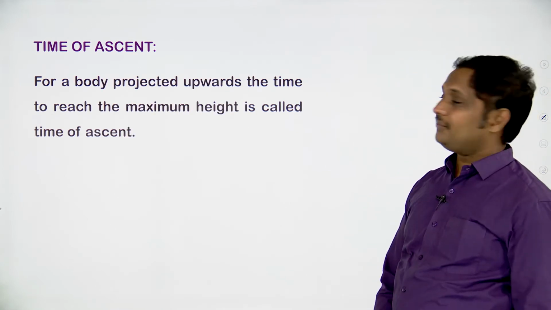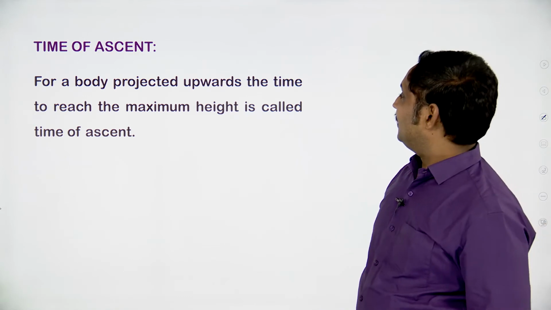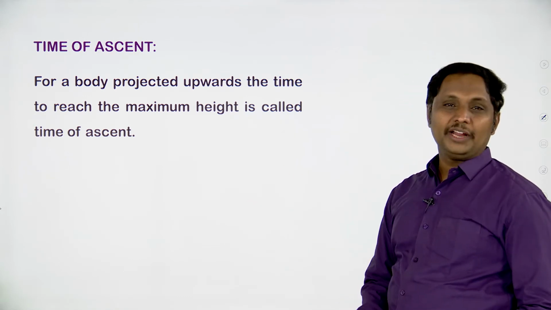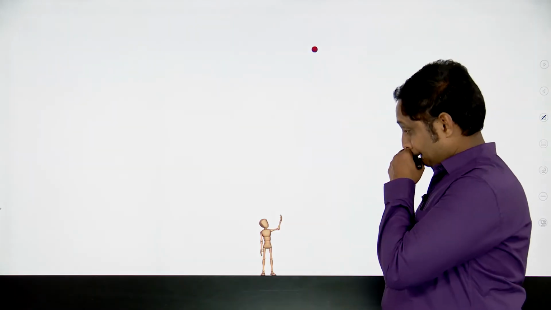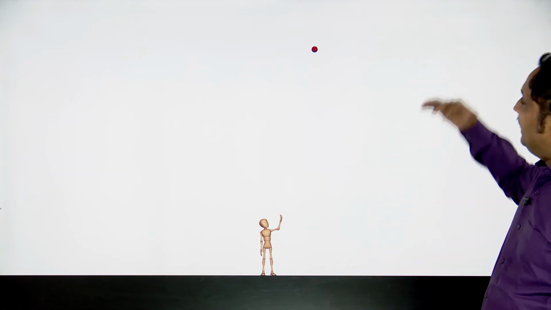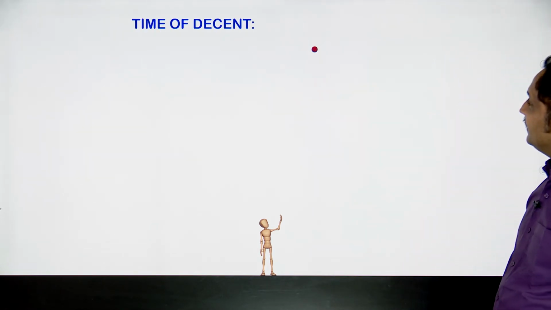For a body projected upwards, the time to reach the maximum height is called time of ascent. It is very clear what we have discussed. Now, it is time to discuss the time of descent. From that maximum height to reach the ground or point of projection, the time taken by the body to reach the point of projection from that maximum height is going to be the time of descent. Let us have a look.